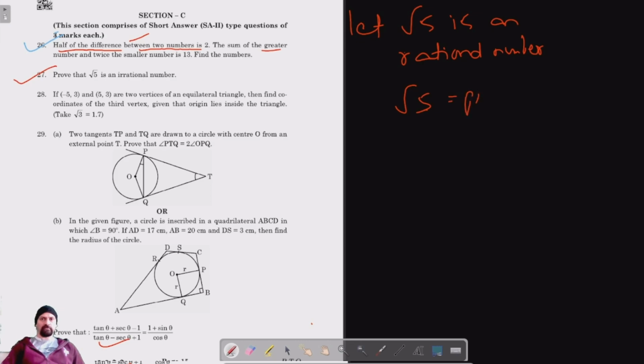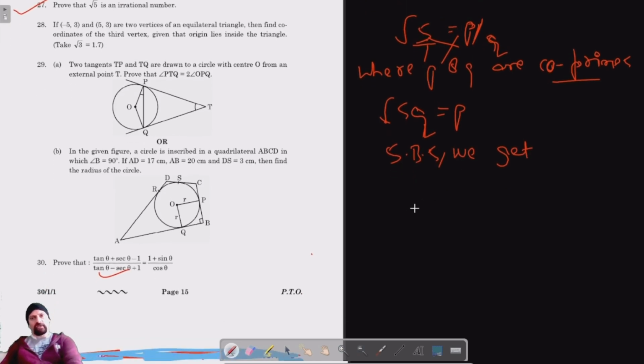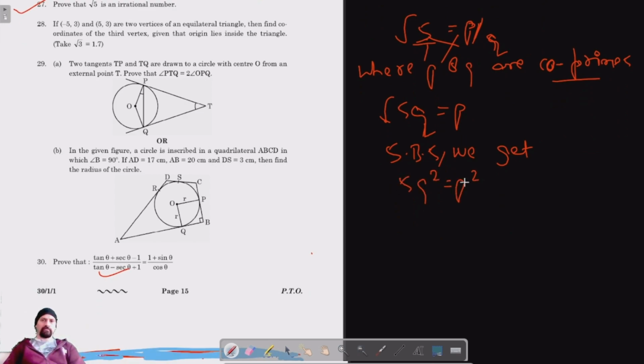Let's say root 5 is equal to P by Q, where P and Q are co-primes. So by co-primes means that they have no other common factor except 1. So they are not divisible by any other number. P and Q are co-primes. Now let's cross multiply this, which gives us root 5 into Q is equal to P. And if we square on both sides, we get 5Q square is equal to P square.